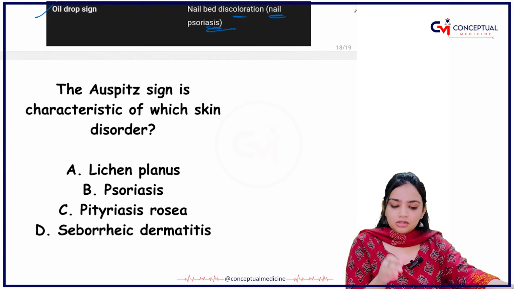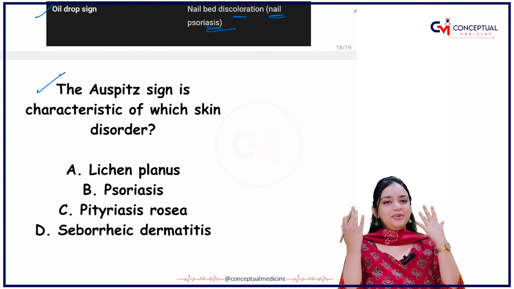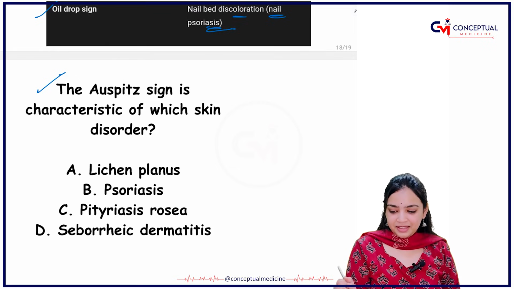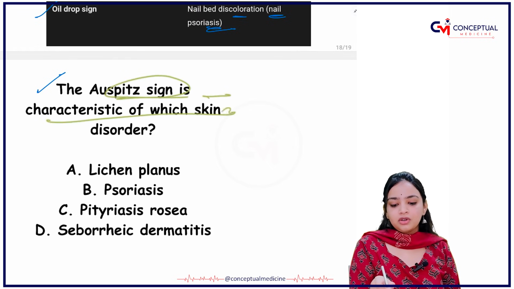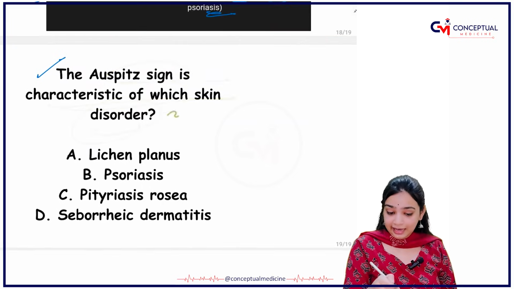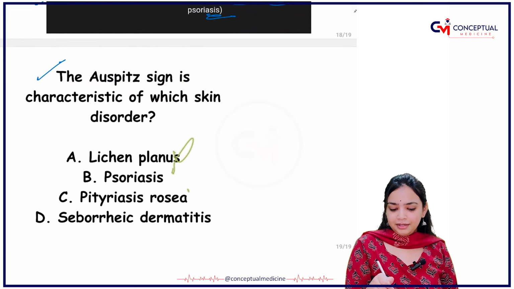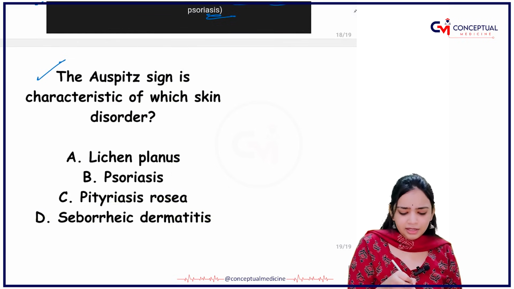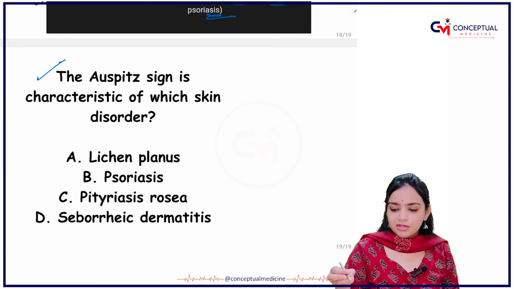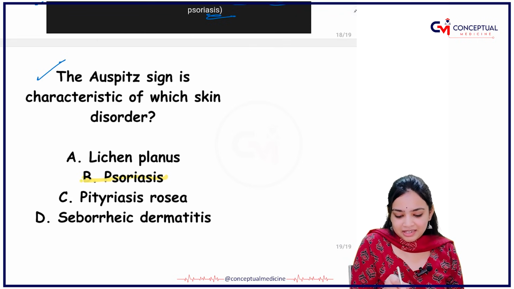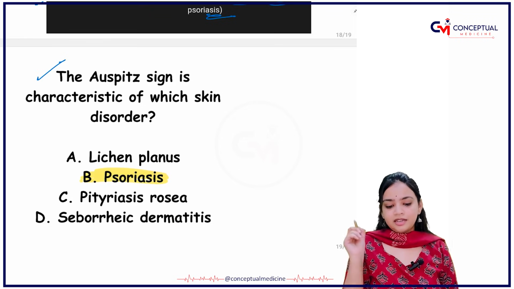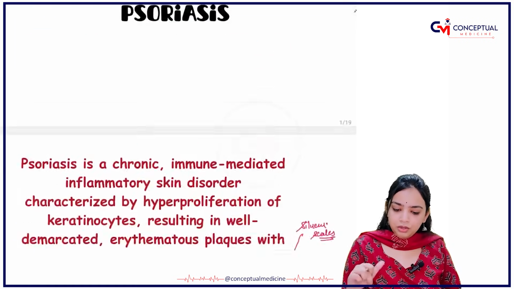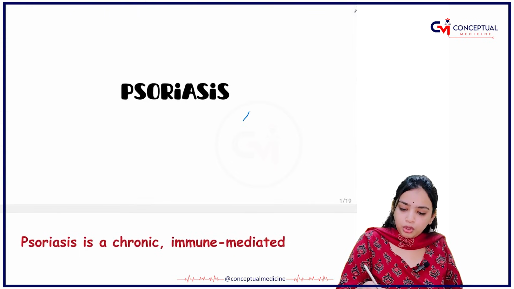Let's solve a very important question, although I know you know the answer to this, but let's read the question. The question is, the Auspitz sign is characteristic of which of the following skin disorders? Is it lichen planus? Is it pityriasis rosea? No. Is it seborrheic dermatitis? No. I just know one thing, that Auspitz sign is related to psoriasis. That I know. So psoriasis is an important topic. You can be asked a short note.